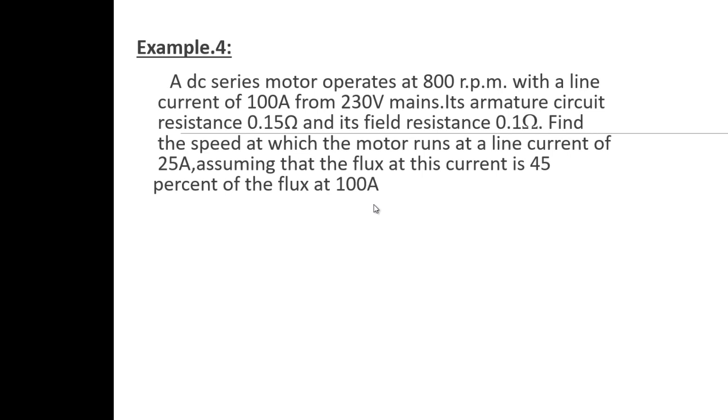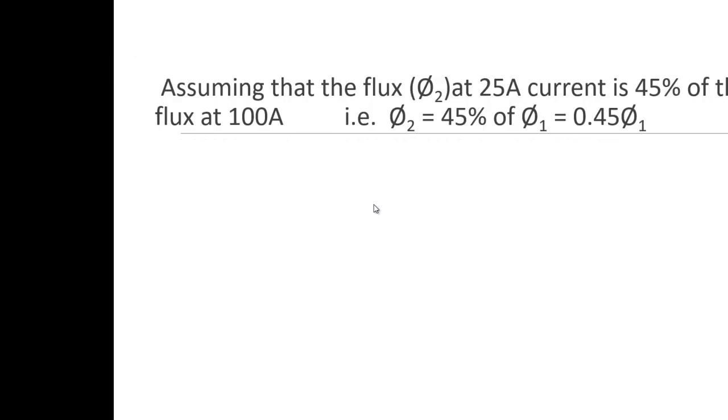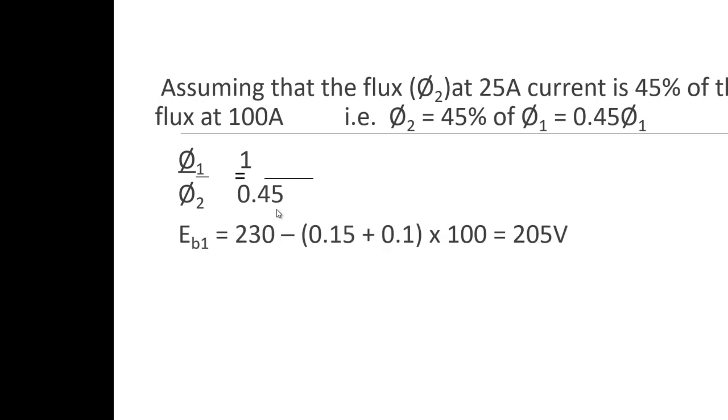Okay. Fine. Now we will write the given data. N1 is equal to 800 rpm, RA is 0.15 ohms, IA1 is equal to ISC, which is equal to 100 amps as it is a series motor. RSC is equal to 0.1 ohms, V is 230 volts, IA2 is 25 amps. Okay, so here in this assumption, we know that flux 2 is equal to 45% of flux 1, which is equal to 0.45 flux 1. So flux 1 by flux 2 is equal to 1 by 0.45.